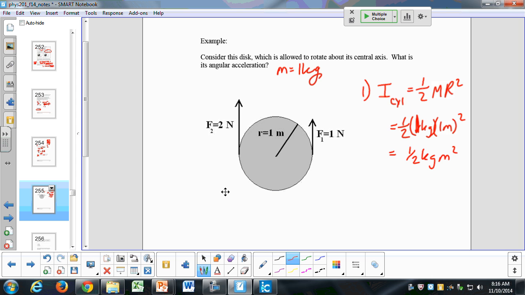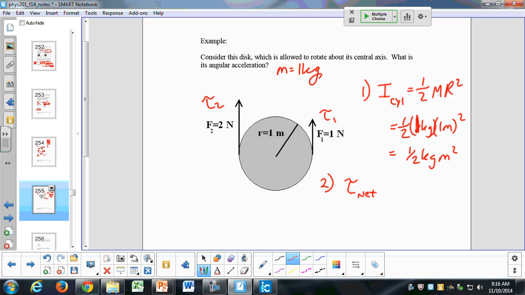The next thing you want to do is find the net torque. I have torque 2 here and torque 1 here. I want to find out which of those is positive and which one is negative. Is torque 2 positive or negative?